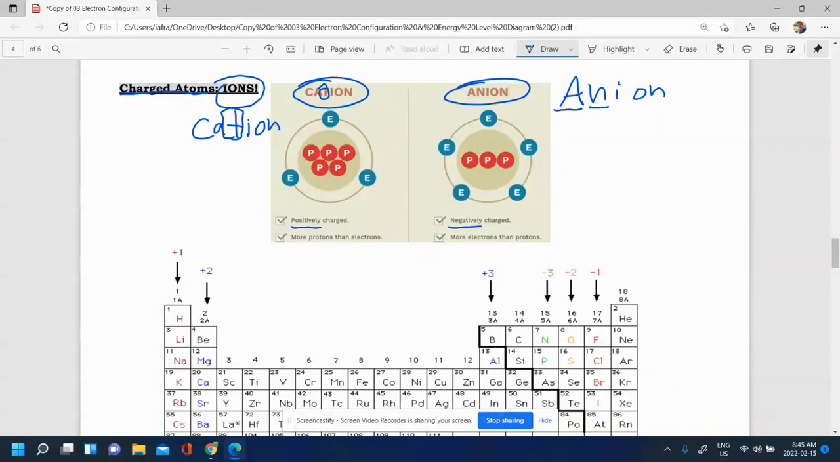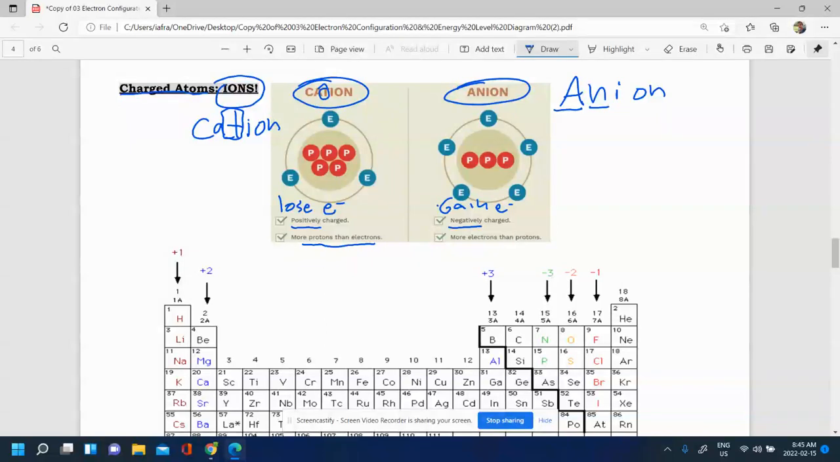So cations are positive because they have more protons than electrons. And that's because they lost electrons. So to become a cation, you lose electrons, one or more electrons. And to become an anion, which is negative, you have to have more electrons than protons. And that's because you gain electrons.